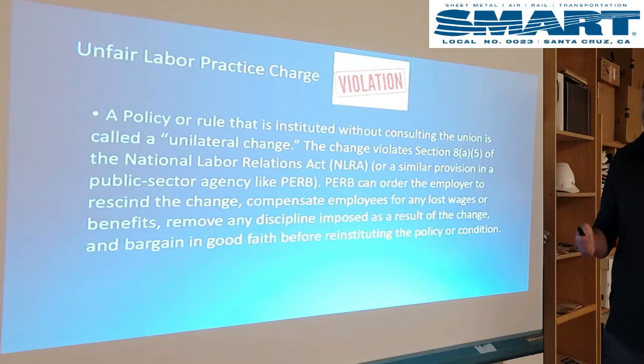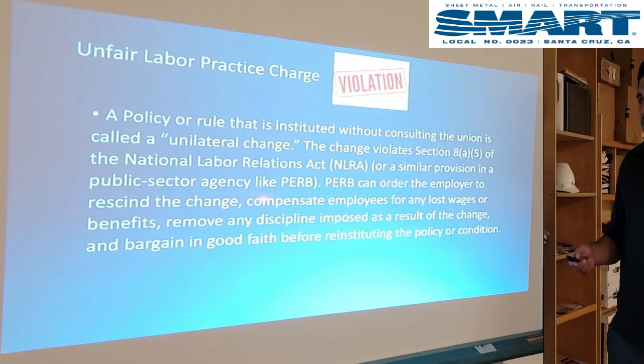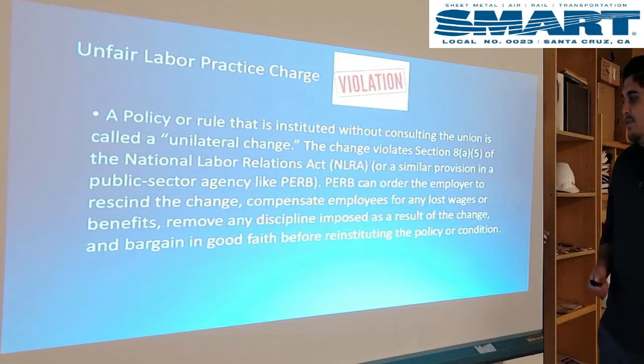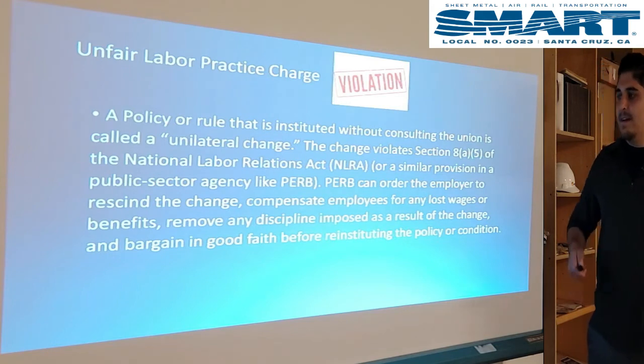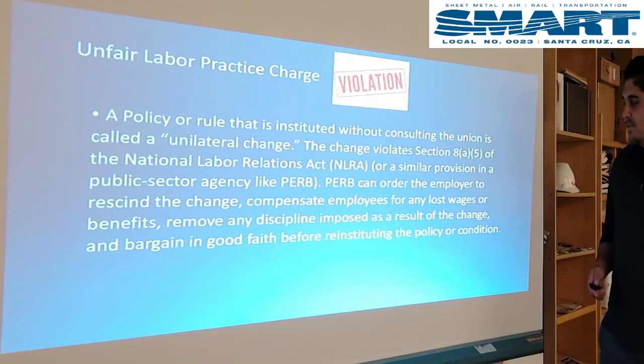An unfair labor practice: a policy or rule that is instituted without consulting the union is called a unilateral change. The change violates Section 8(a)(5) of the National Labor Relations Act or a similar provision in the public sector agency like PERB. PERB can order the employer to rescind the change, compensate employees for any lost wages or benefits, remove any discipline imposed as a result of the change, and bargain in good faith before reinstituting the policy or condition.